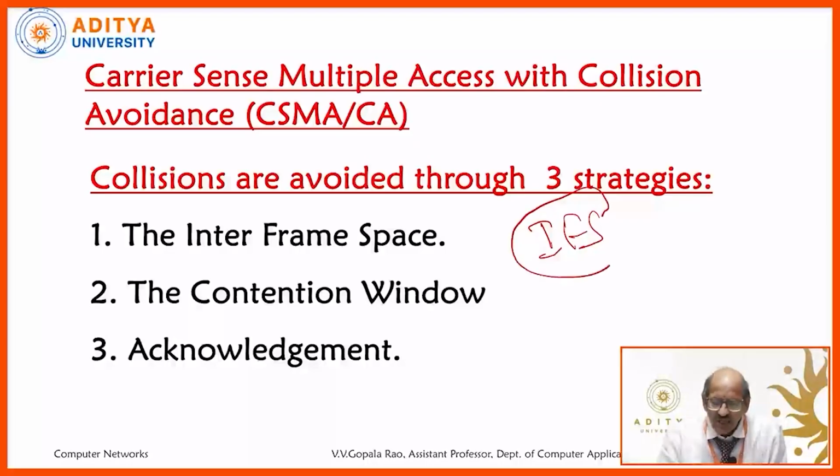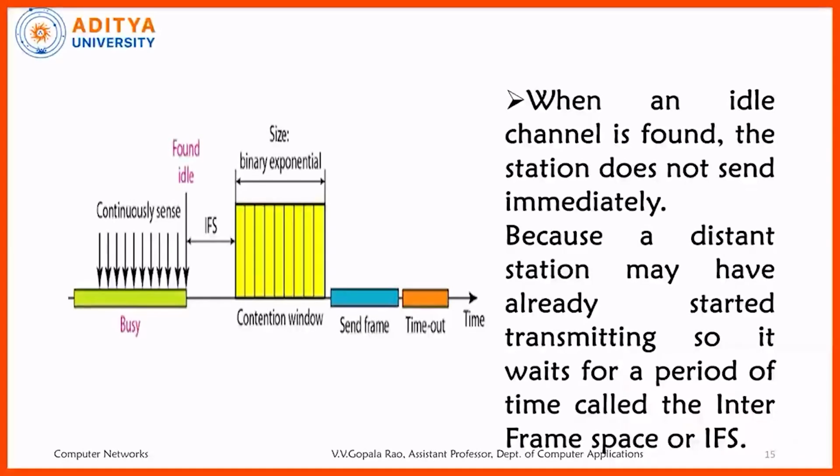So based on these strategies, you can say that collision can be avoided. How? Let us say that IFS is nothing but interframe space. That means the channel is sensed at different time intervals by the station, and we are taking that IFS, interframe space, into consideration. We leave some space, or we wait for some time.